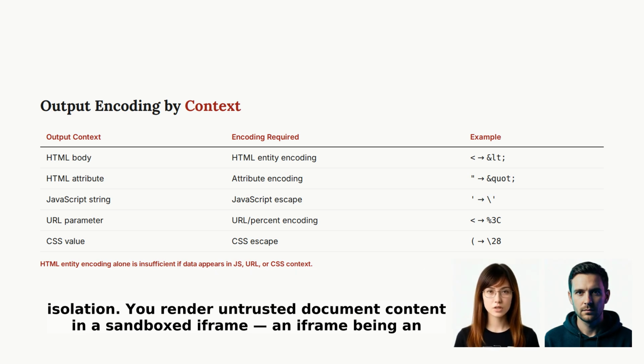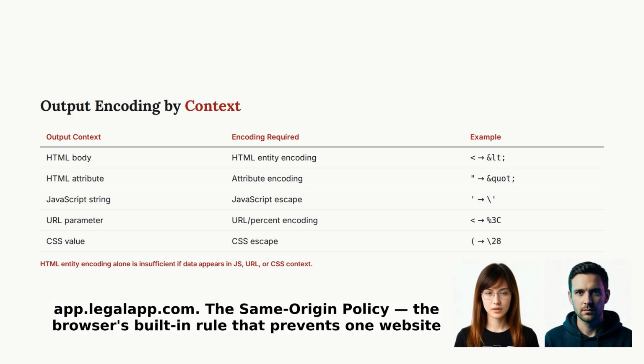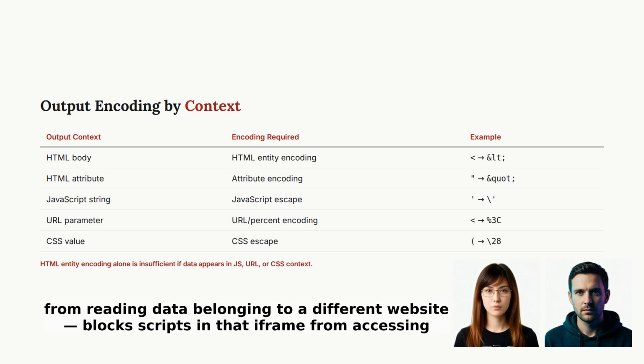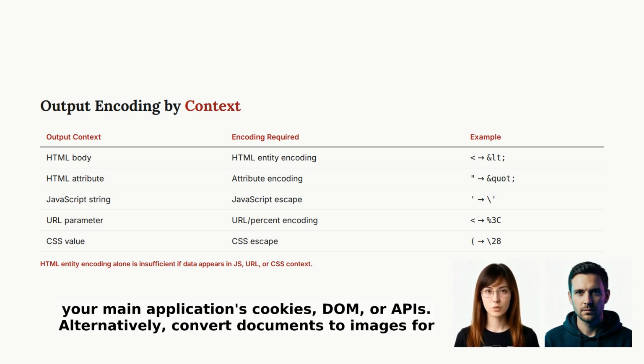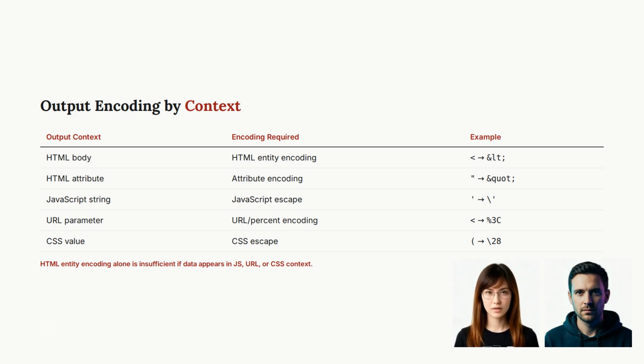You render untrusted document content in a sandboxed iframe, an iframe being an embedded web page window inside your page. On a different origin, preview.legalapp.com, not app.legalapp.com. The same origin policy, the browser's built-in rule that prevents one website from reading data belonging to a different website, blocks scripts in that iframe from accessing your main application's cookies, DOM, or APIs. Alternatively, convert documents to images for preview. That eliminates active content entirely.